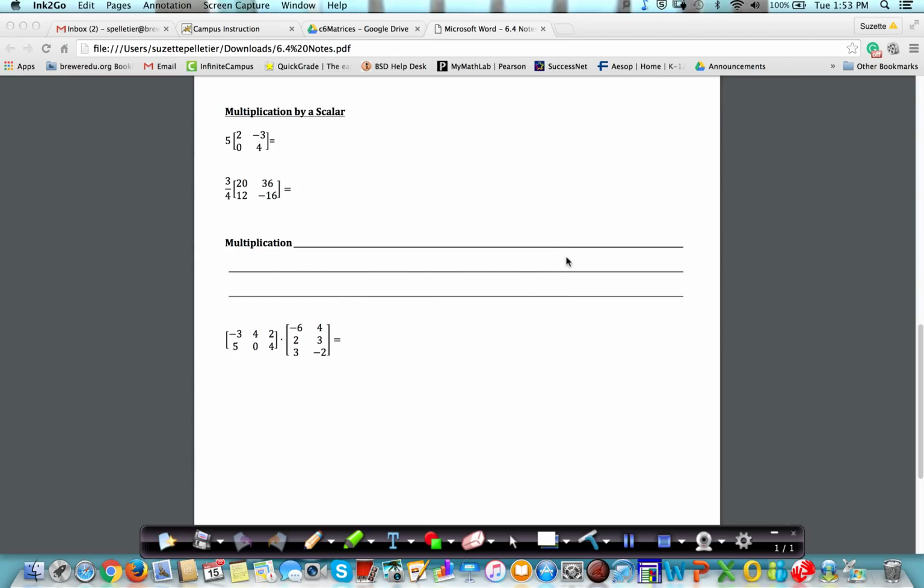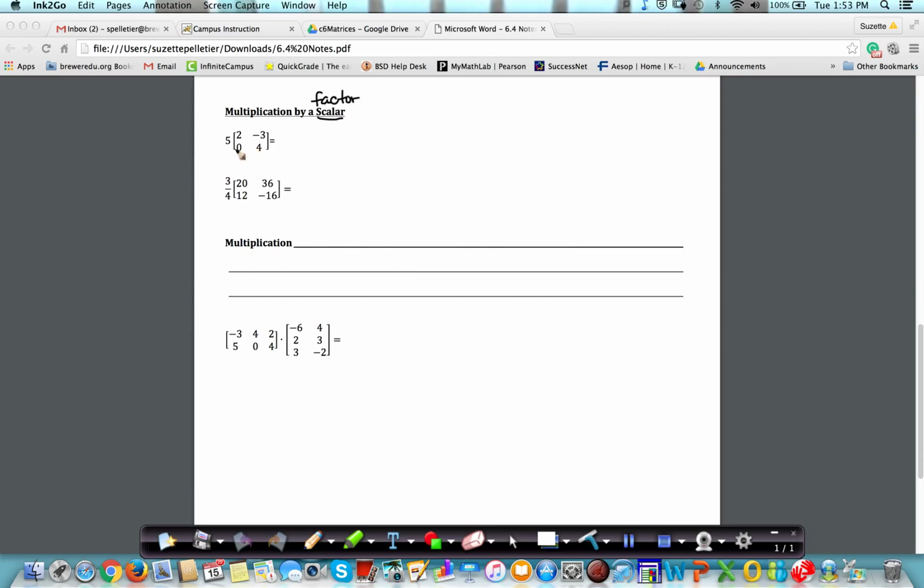Okay, here we go. Multiplying matrices. There's two kinds of multiplication. The first being called multiplying by a scalar. And a scalar just means a factor. Okay, so it means the same thing as a factor.